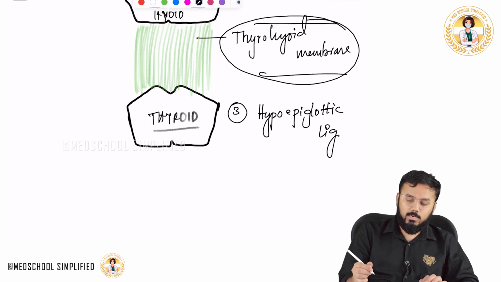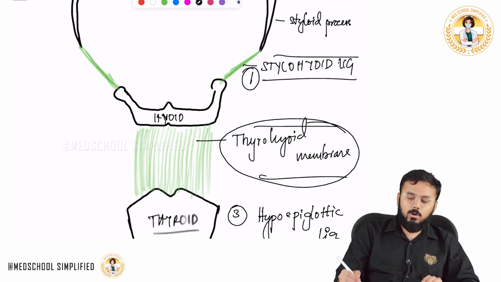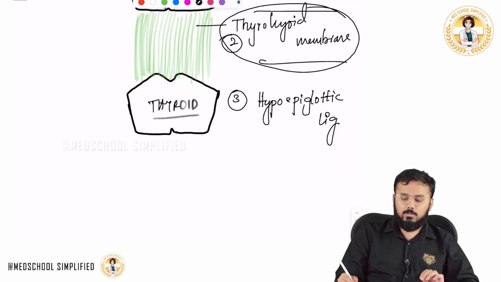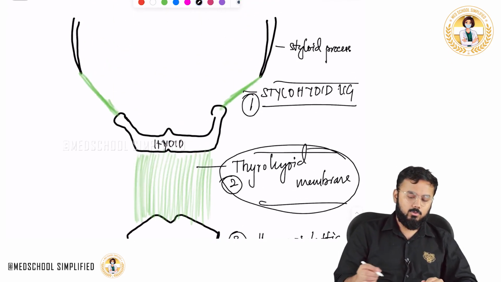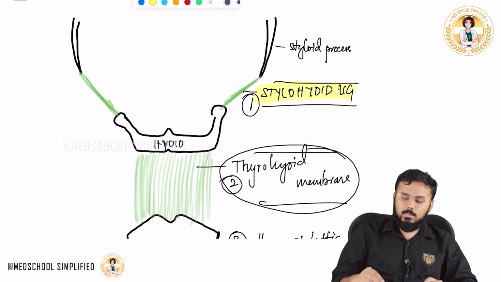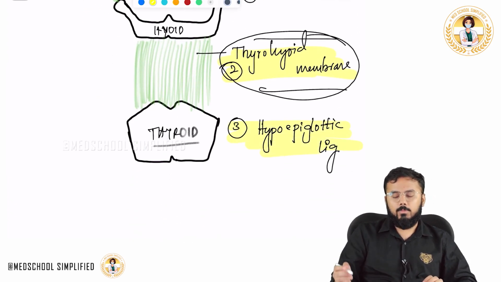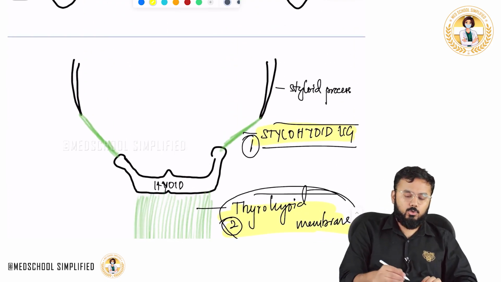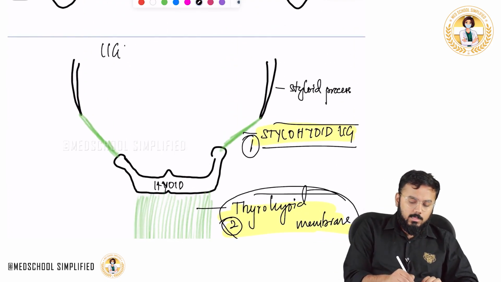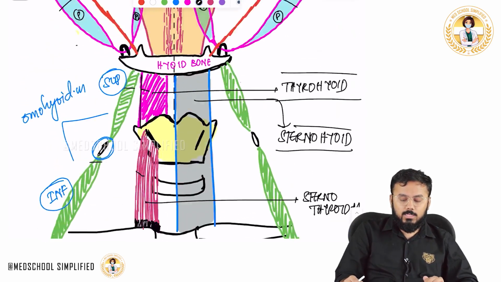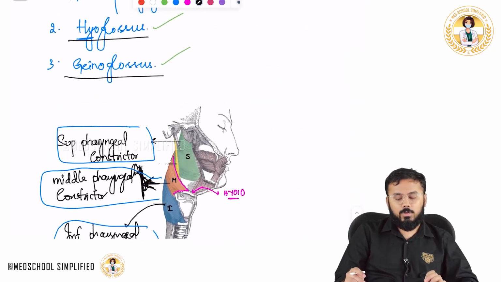So what are the 3 ligaments over here? One is the stylohyoid, the second is the thyrohyoid, and the third is the hyoepiglottic ligament. These are the three important ligaments attached to your hyoid bone. Okay, right? So these are some of the very important things which you need to know regarding the hyoid bone, guys.